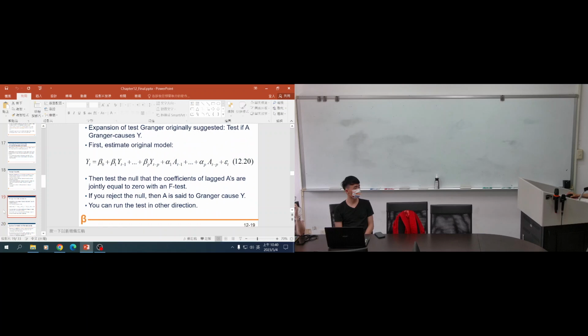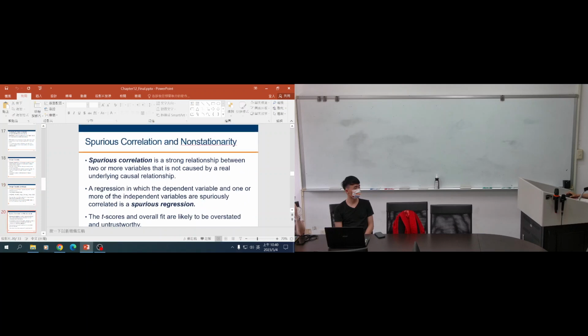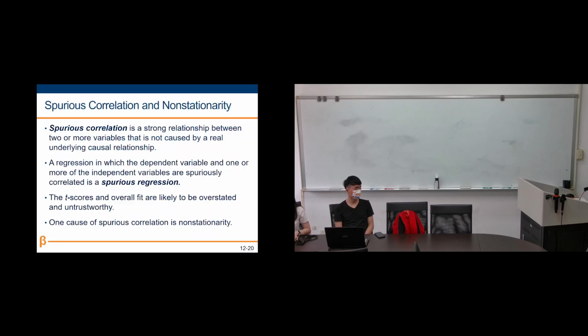Let's go on to our very heavy topic of chapter 12.5, spurious correlation and non-stationarity. What do we mean by spurious? What do we mean by spurious correlations? What's the meaning of spurious, the English word?